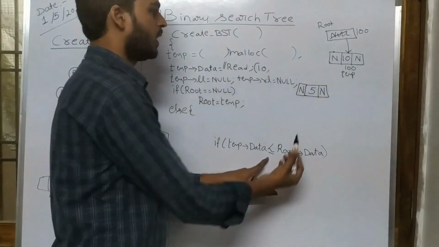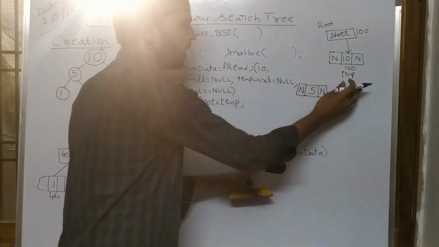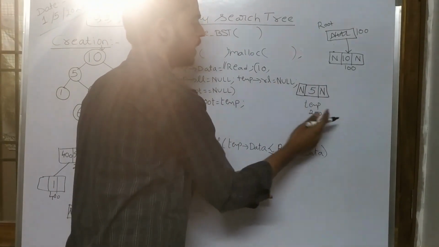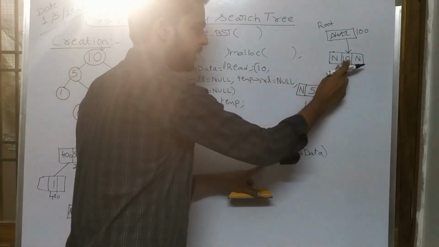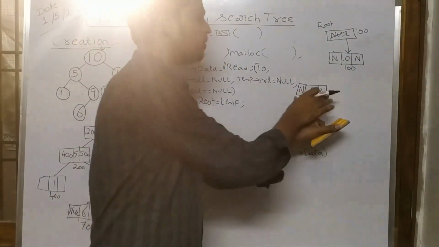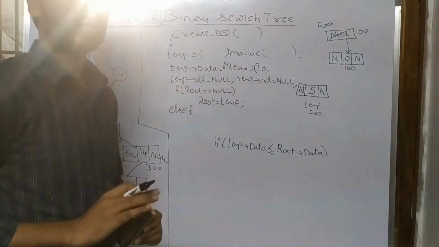Then I can say that this is the corresponding data. Now temp is this one, right? Temp is this one, temp is 200. 5 is less than 10? Yes. Then where do I need to insert this data? This value 5 is inserted to the left side of this node 10.